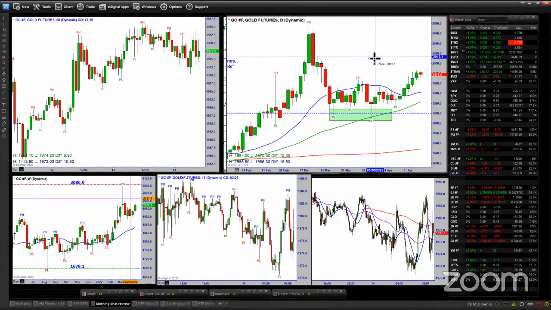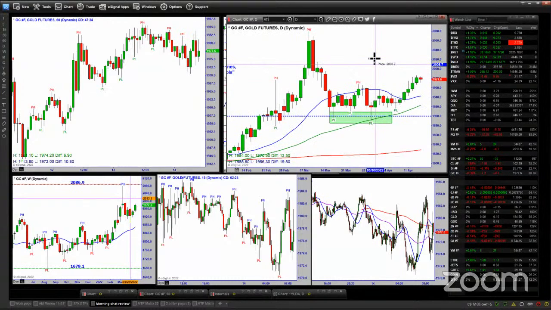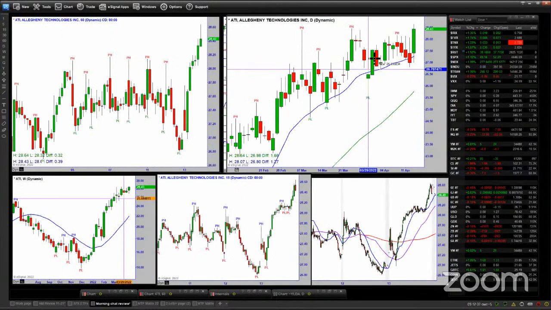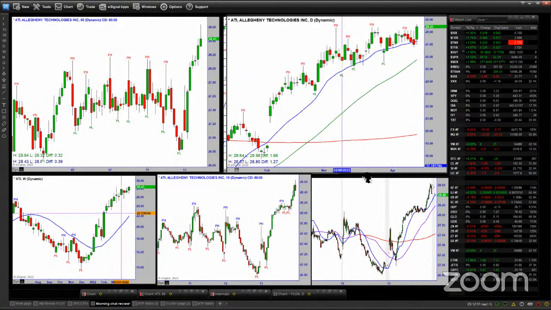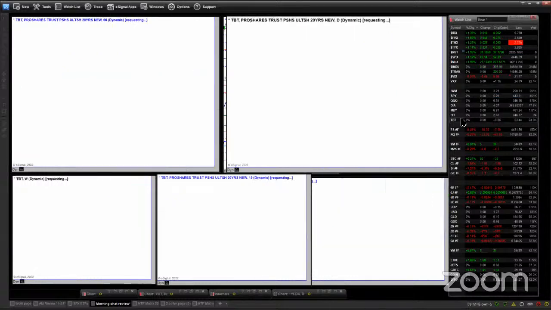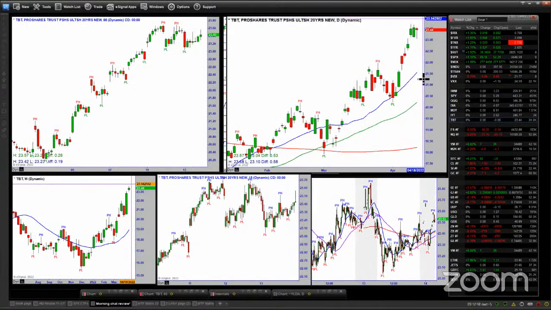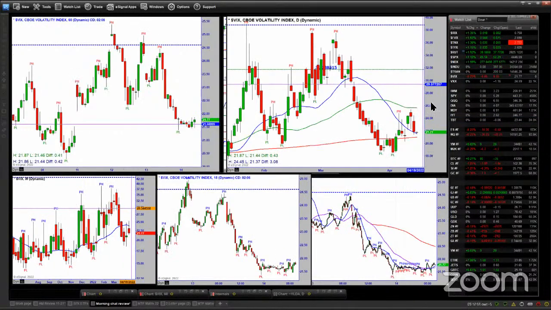Raul's telling me ATI. Yeah, big bar showing relative strength. It does look good. TBT, a little extended there. Looks like it'll go higher. Where's the VIX? Most of these patterns are like which way you're going to go today.